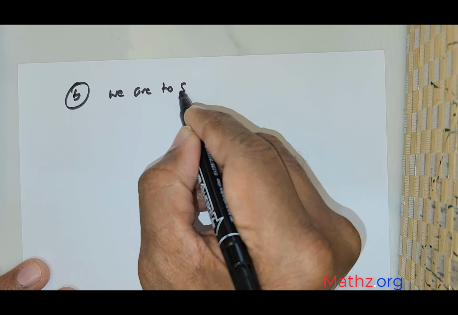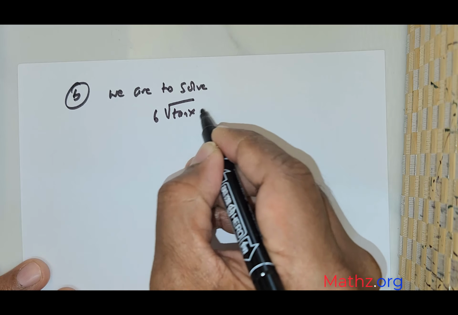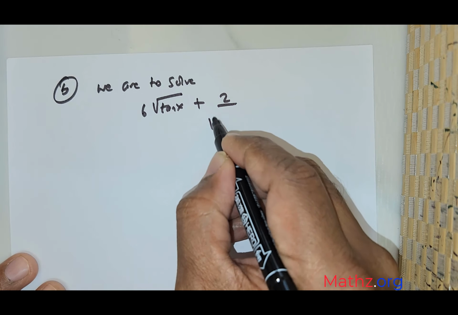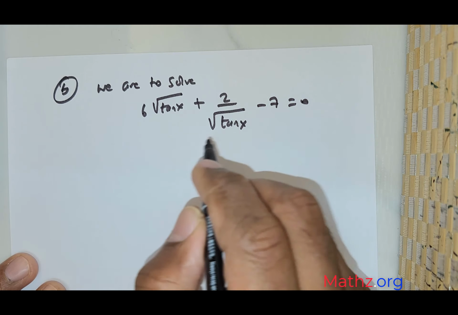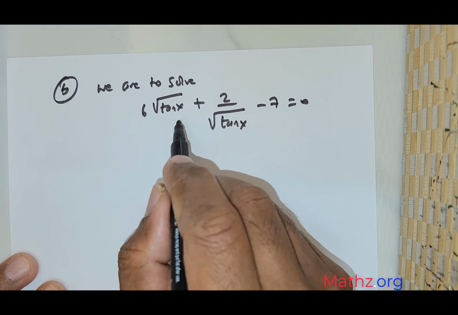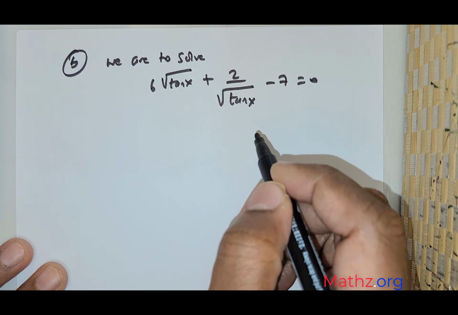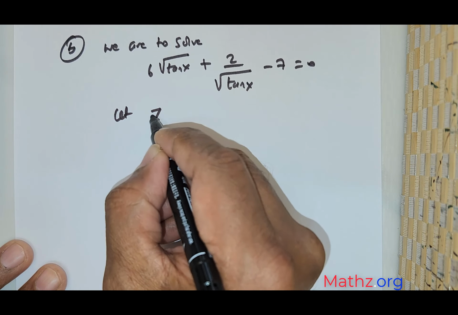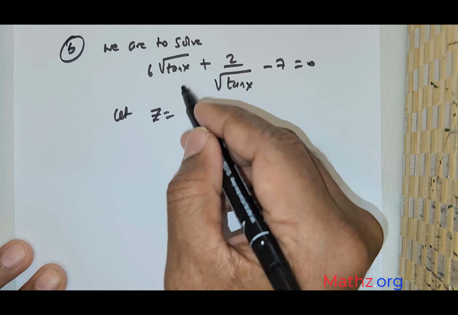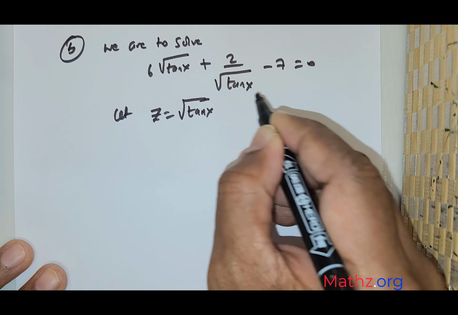We are to solve 6 times the root of tan x, positive 2 over the root of tan x, negative 7 is equal to 0. I know that we can directly extract the values of tan x from the previous working, but I don't want to do that. I want to show the process. So I'm going to say let z be equal to root of tan x.